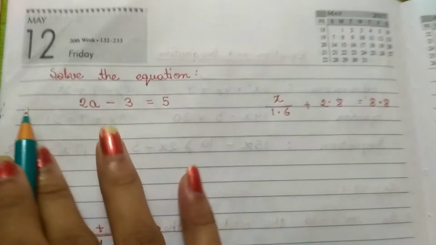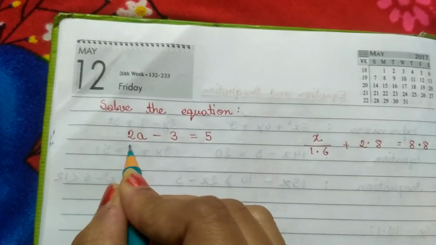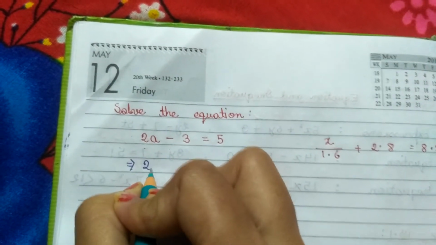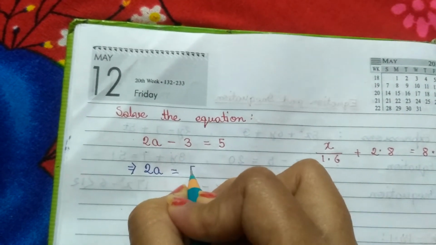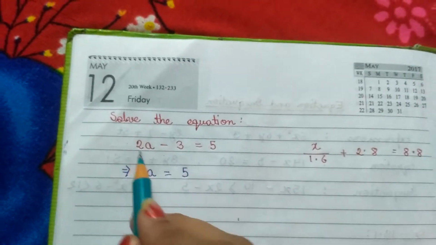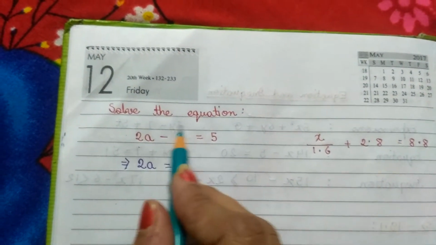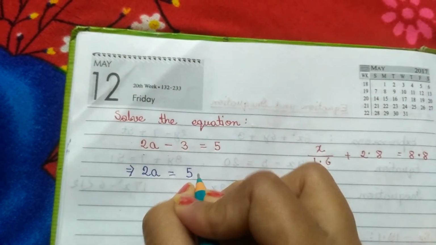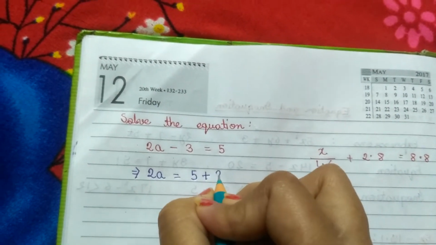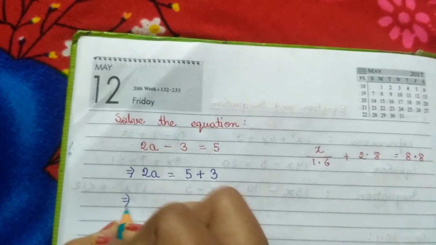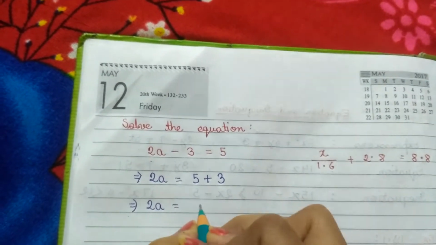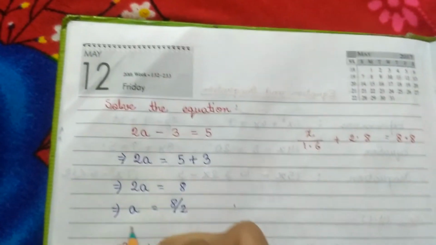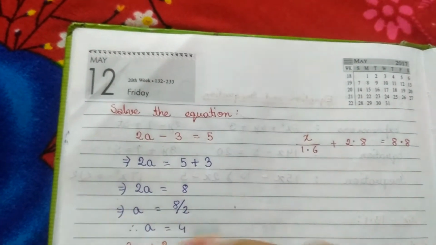Now we will learn how to solve equations. See, the first equation is 2a minus 3 equals to 5. For this equation, we put the term on one side and the number on the other side. Here 3 is a number, so we will keep it on the right hand side. The minus sign will become plus, because the sign is reversed when we bring it to the other side. 5 plus 3 is 8. So a equals to 8 by 2, that is a equals to 4.